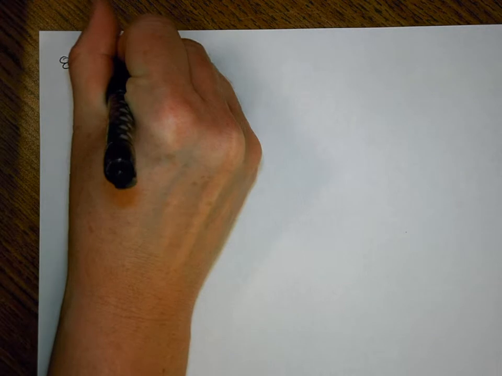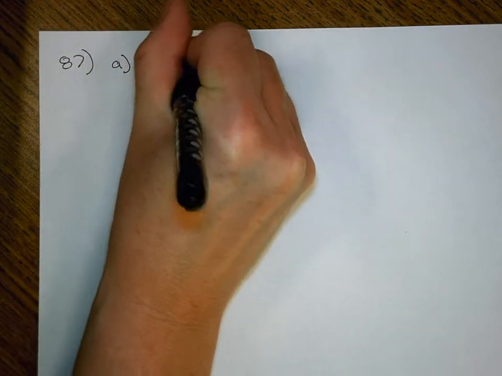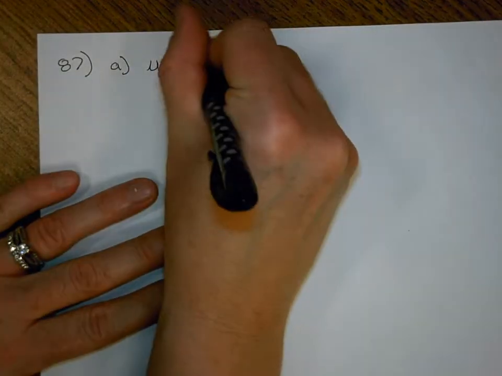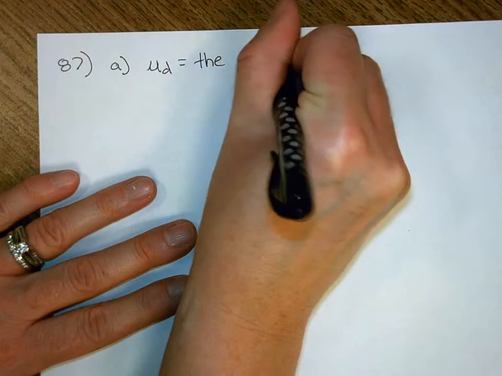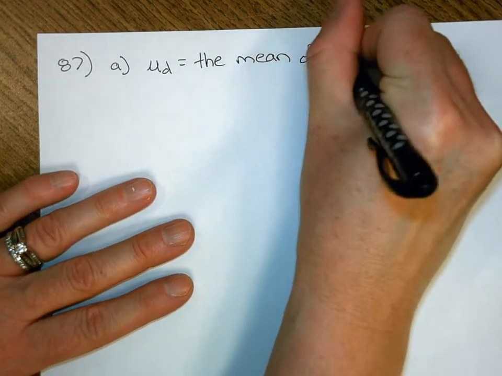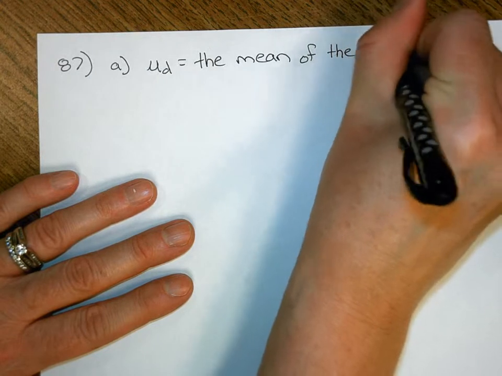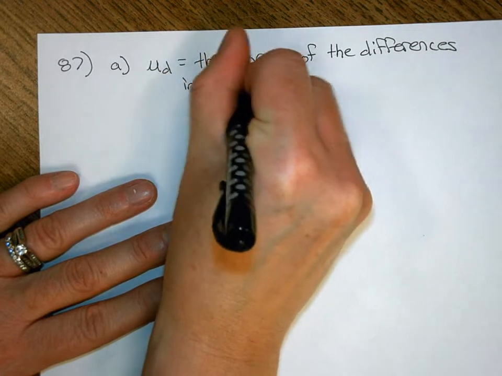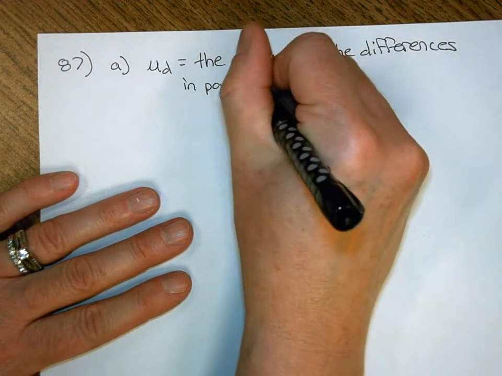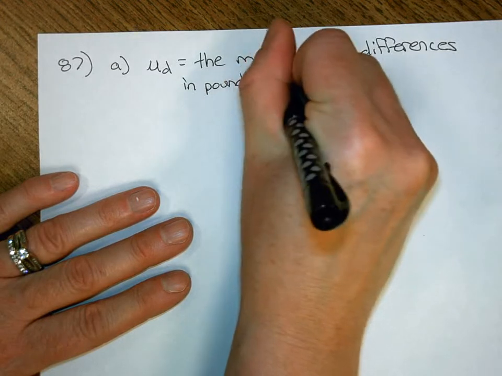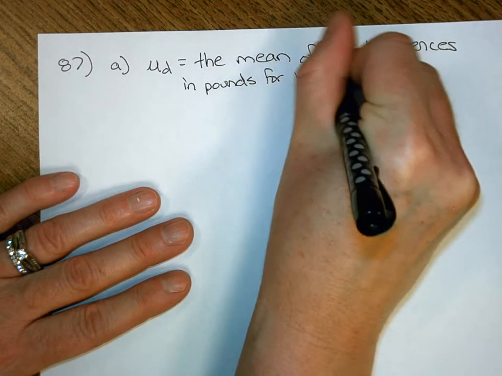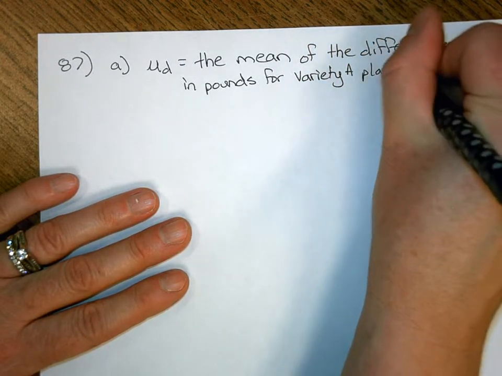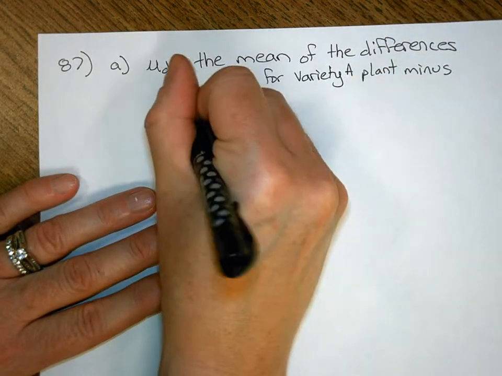Part A, I'm going to define mu sub d as my parameter, and that is the mean of the differences in pounds for variety A plant minus variety B.